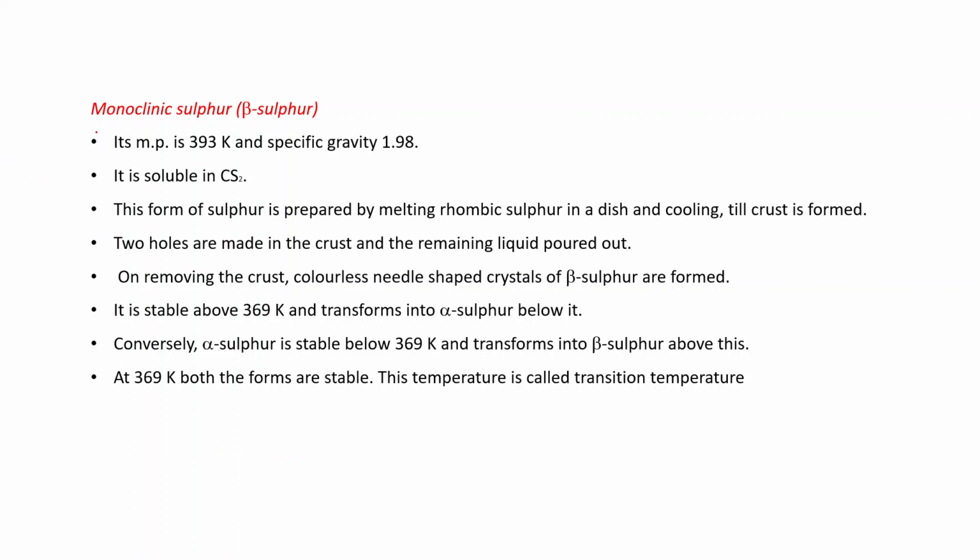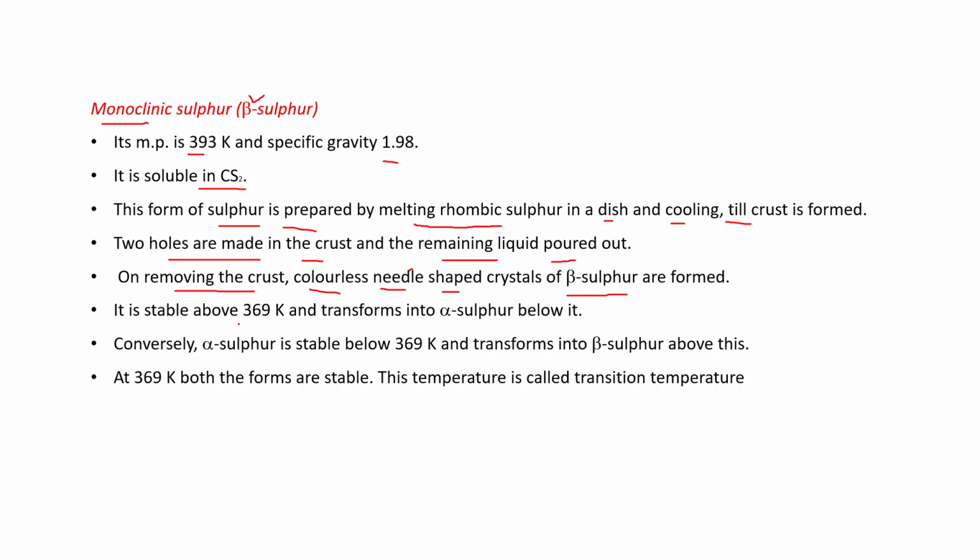Another allotropic form of sulfur is monoclinic. This is also known as beta sulfur. Its melting point is 393 Kelvin, specific gravity is 1.98. It is also soluble in carbon disulfide. This form of sulfur is prepared by melting rhombic sulfur in a dish and cooling till a crust is formed. Two holes are made in the crust and the remaining liquid poured out. On removing the crust, colorless, needle-shaped crystals of beta sulfur are formed.